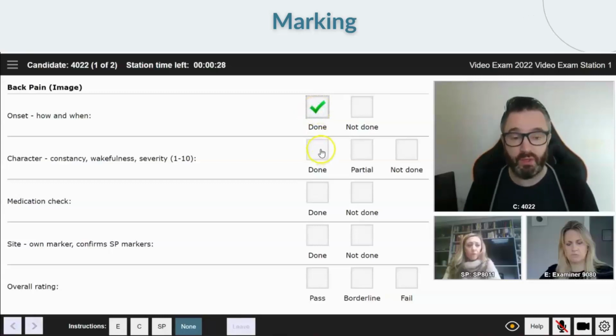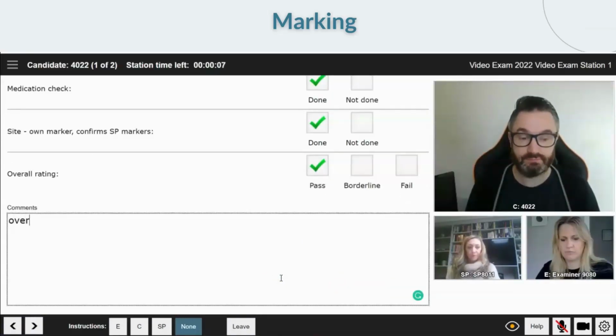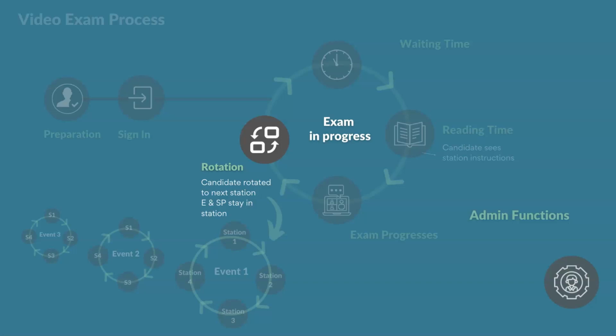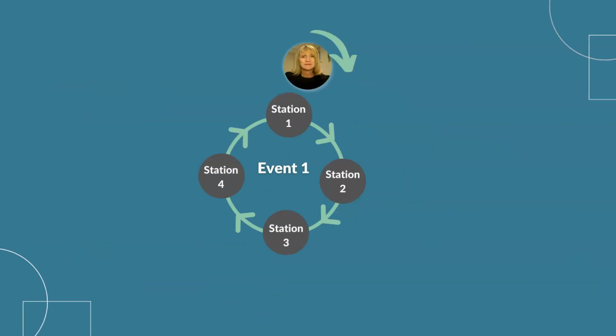The examiner marks every interaction. In this station, every task must be marked, but the comments box at the end is optional. When the timer counts down to the end of the station, the candidate will be finished at this station and will be moved on. Candidates move on to their next station automatically in their exam event. As one candidate leaves a station, the next candidate arrives.